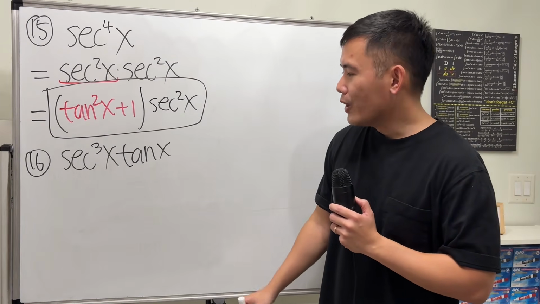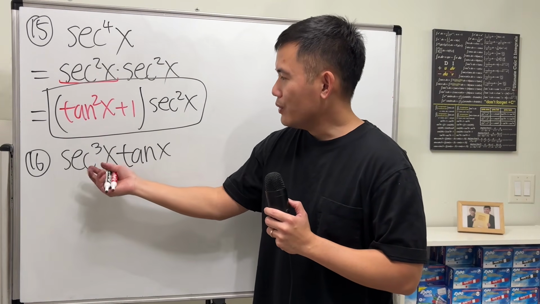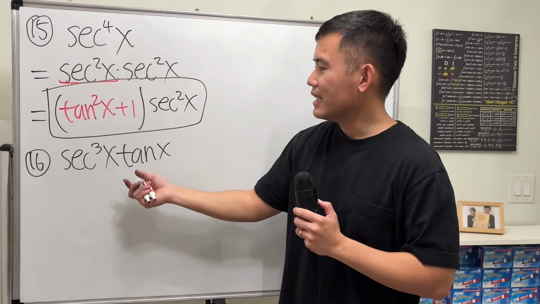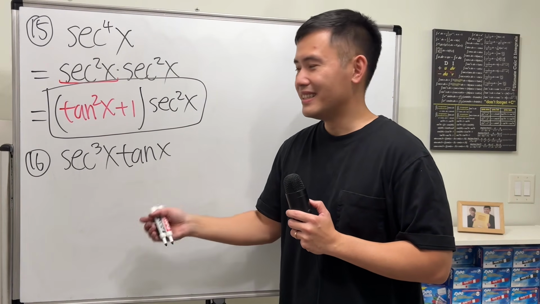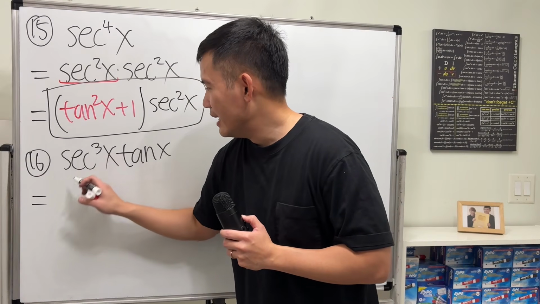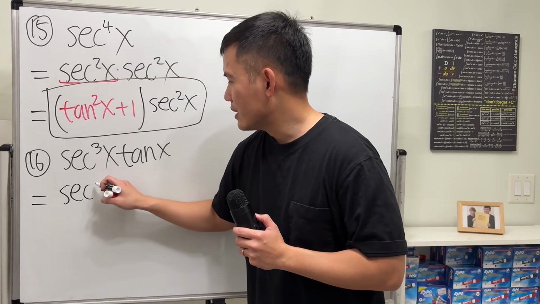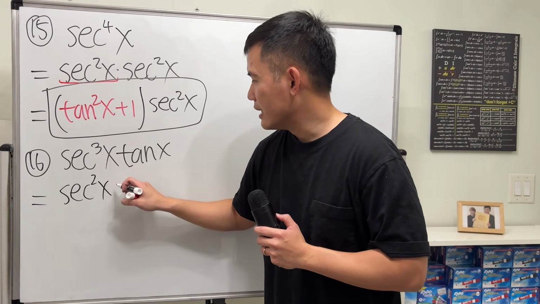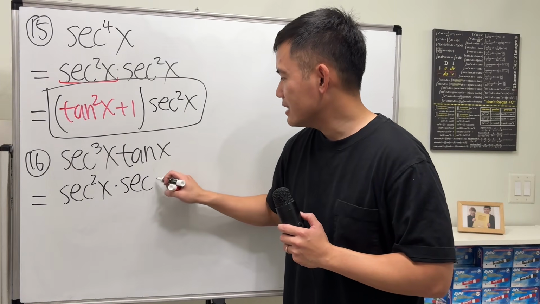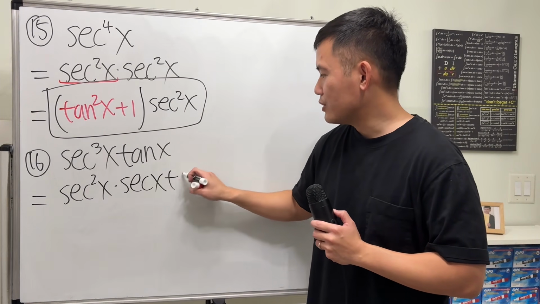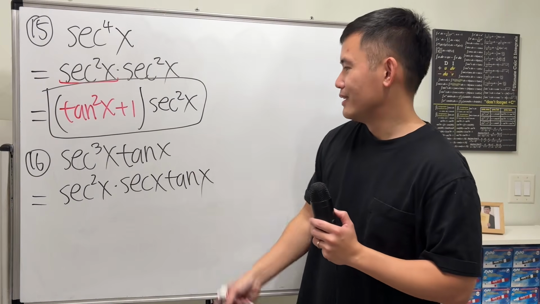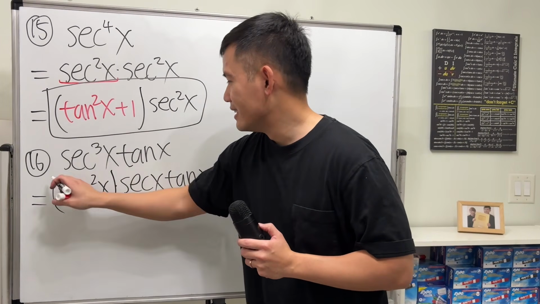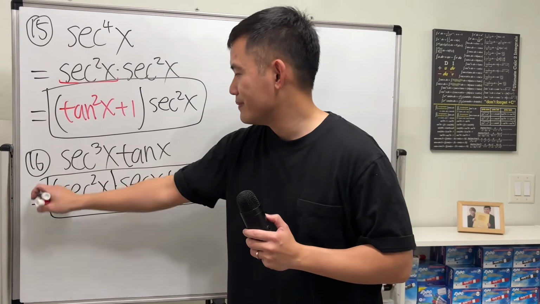What do we do though? Well, we don't have the second power like that yet, so maybe we can take out one of the secant. Have a look. If we take out one of the secant, we get secant square x, and then times one more secant, and then we still have that tangent x. And guess what? We are done, because we can take this into our integral ready form.